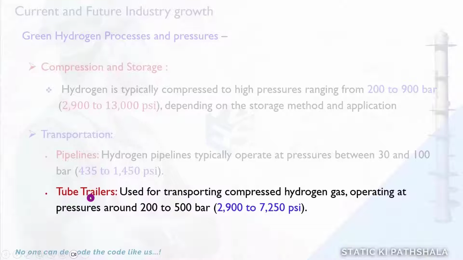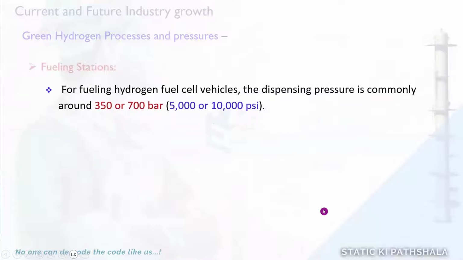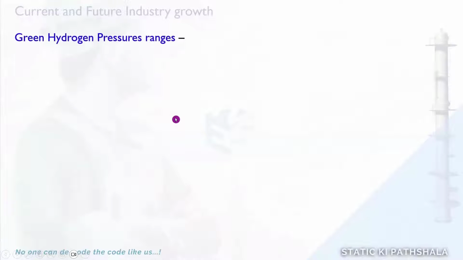And if we say the tube trailers, those are between 2900 to 7250 psi. So again, it is outside the range of division 1, what we can say. Then come the fueling stations. In fueling stations, usually the pressure will be in the range of 5000 to 10,000 psi. Again, it is outside the range of division 1, which is 3000 psi. So here we can observe that fueling stations will require a pressure of 5000 to 10,000 psi.